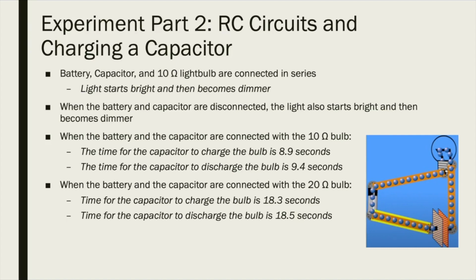Next, part 2, we saw a battery, capacitor, and a 10 ohm light bulb connected in series, where the light starts bright and then becomes dimmer, and the same is true when the battery and capacitor are disconnected. When the battery and the capacitor are connected with the 10 ohm bulb, the charge time is 8.9 seconds and the discharge time is 9.4 seconds. Similarly, with the 20 ohm bulb, the time to charge is 18.3 seconds, and the time to discharge is 18.5 seconds.